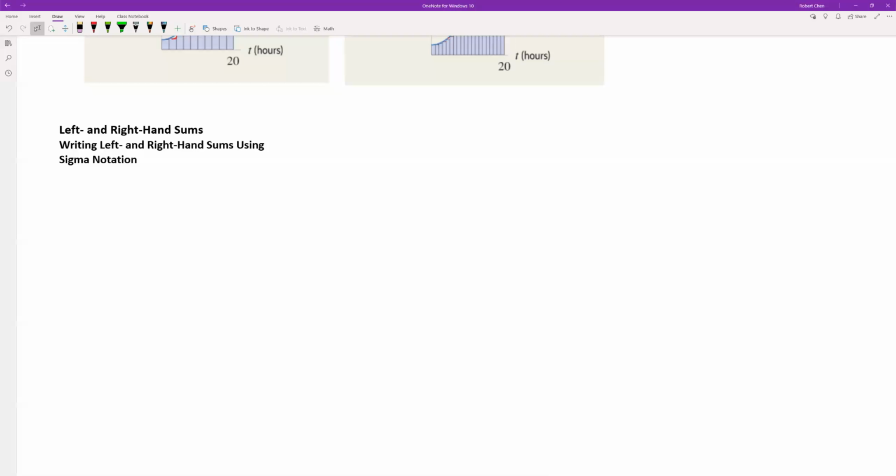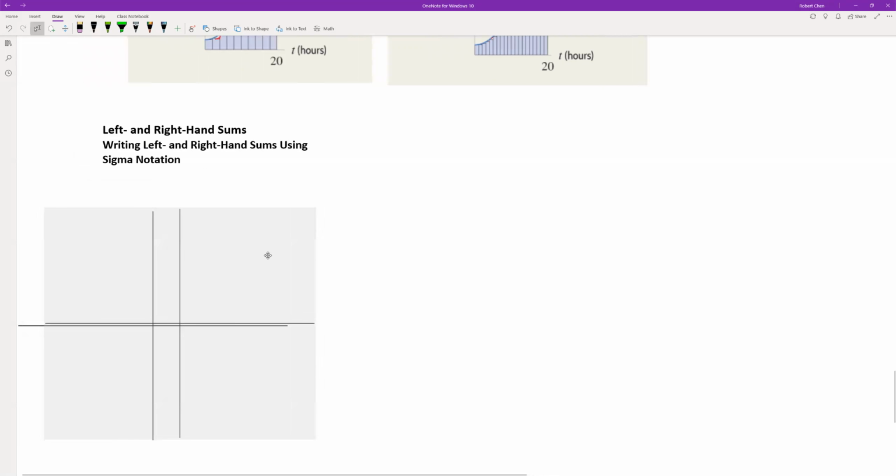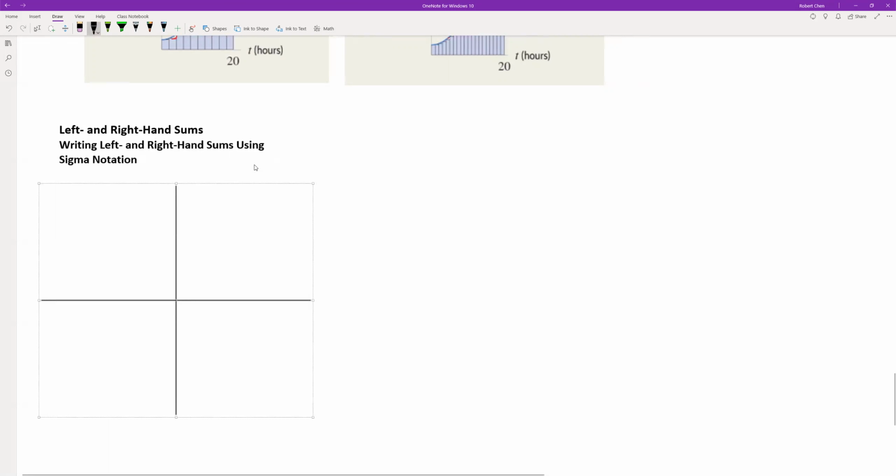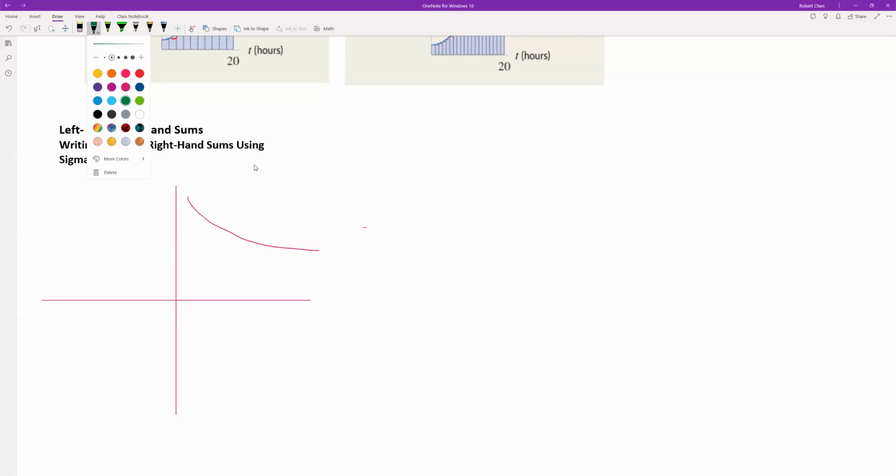All right. Last, we're going to talk about something called the left and the right hand sums. So let me start with a picture. Let's say we have a curve going like this, like that. Okay. Let me make it a little curvy. Like that. All right. So let's say I want to find the area between A and B under the curve. I want to find the area under the curve between A and B.